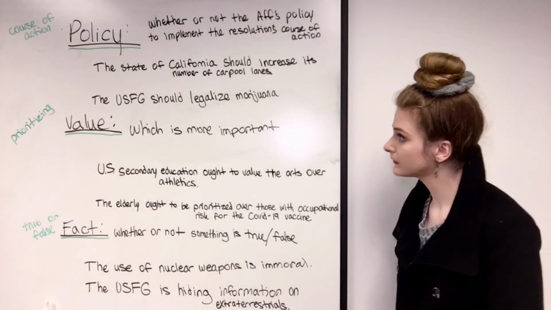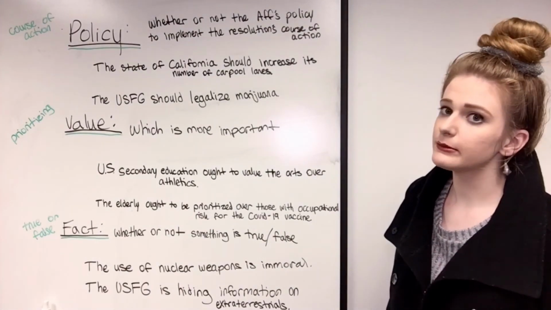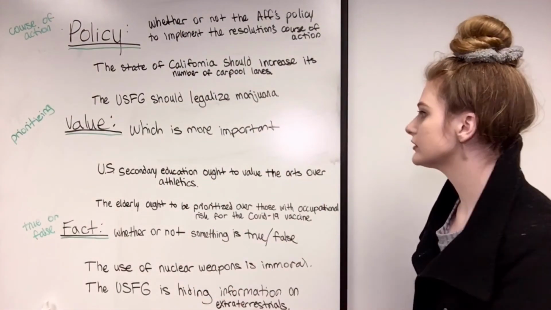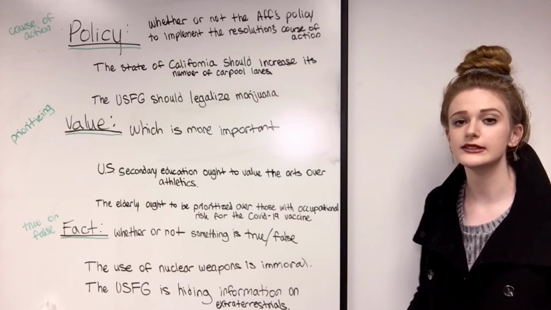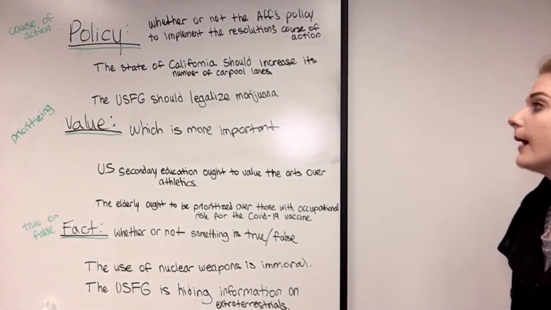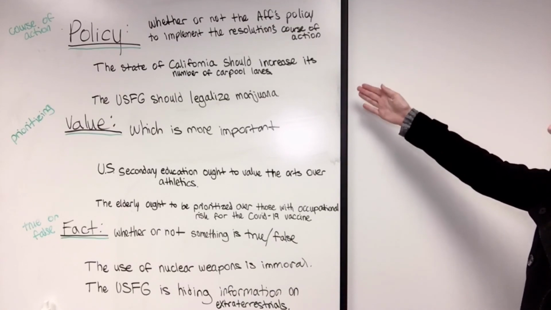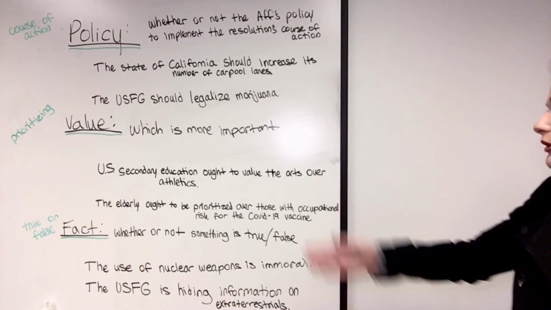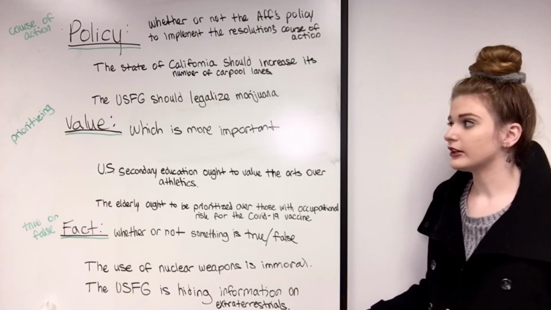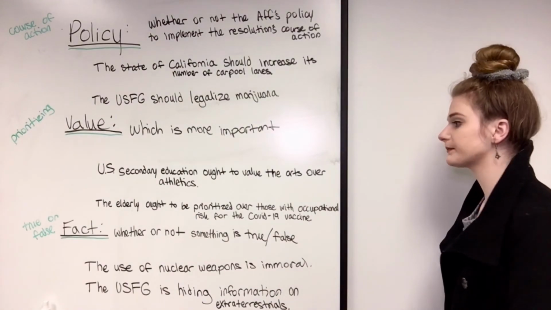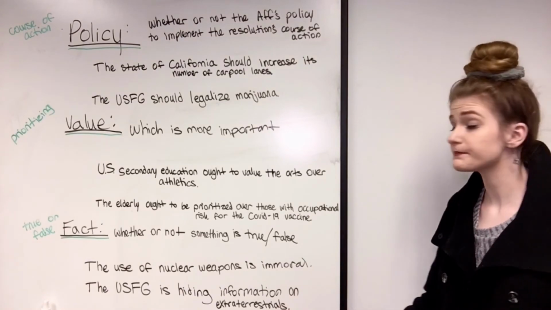Now, just as a little summary, I put in green notes just little basic summaries of each as you start to learn and remember the different types of resolutions. So just to summarize, policy, you're looking at the AF's policy and the course of action. Value, you're prioritizing one thing over another. And fact, you're just looking at if something is true or false, or if the resolution is true or false.